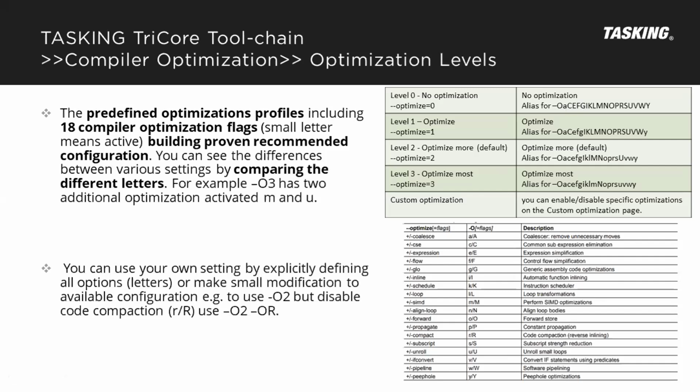So if you check, for example, the differences between this optimization profile and this optimization profile, you see the V and W letters are small here, so it means they are activated, and in this optimization profile they are deactivated. And what do V and W mean? You could see here V and W mean software pipelining and so on. So these are the definitions of these letters.